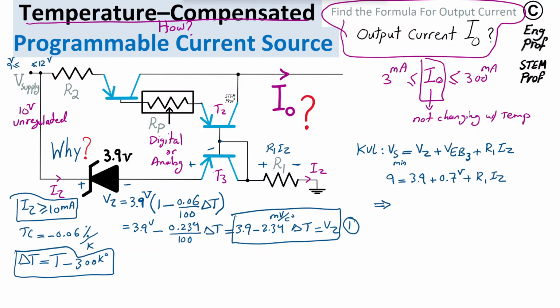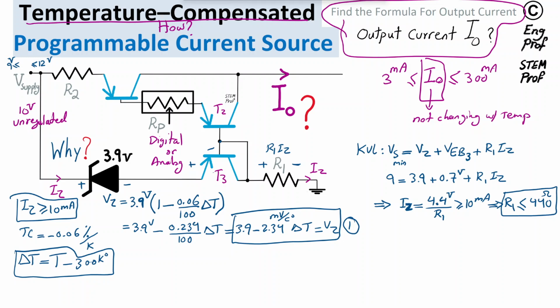Okay, so if I just simplify this, what I get is IZ is equal to 4.4 volt divided by R1. That's IZ. And we want it, as I mentioned, to be at least 10 milliamp. So with that, we get R1, this resistor, should be less than or equal 440 ohm. Okay, so that's one outcome.